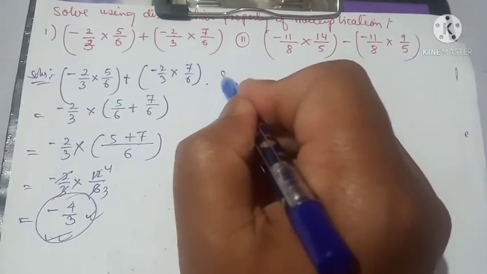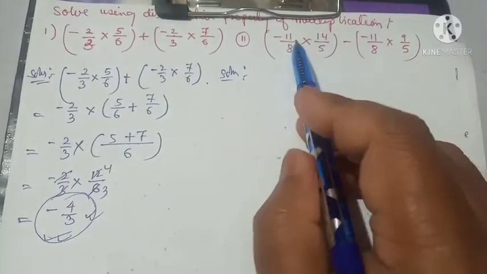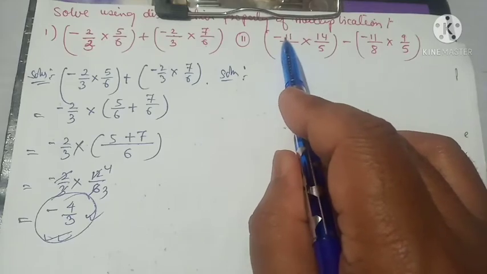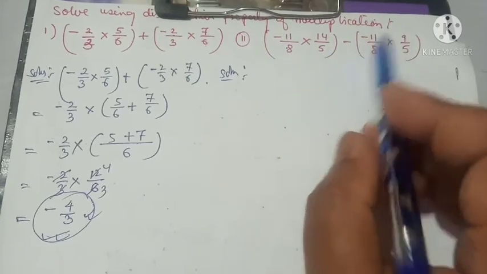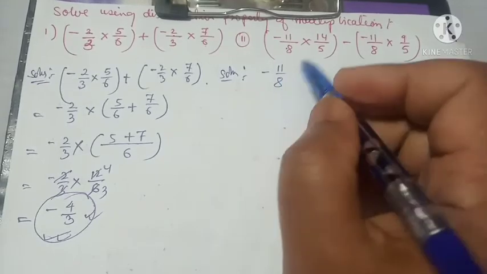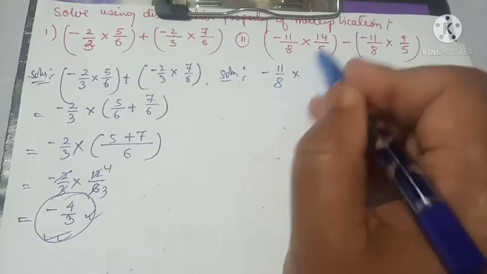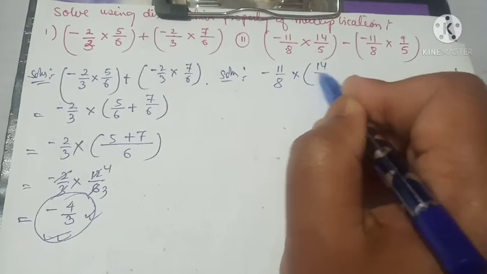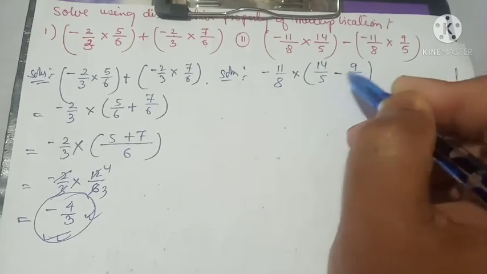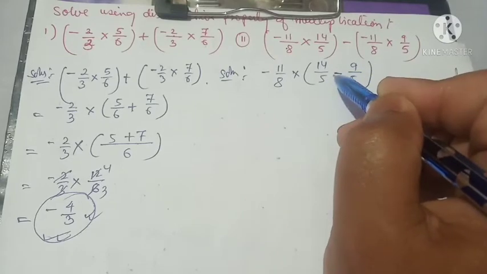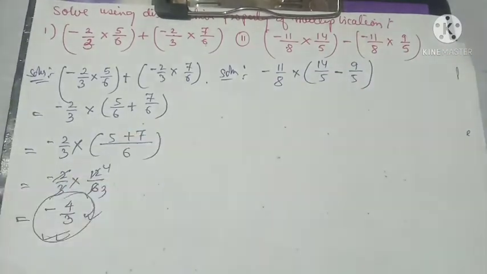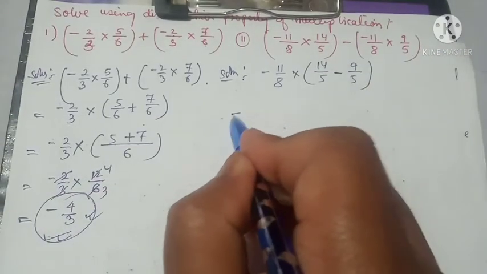Let's see the second question again. In the second question also we can find there are two common rational numbers, 11 by 8 and minus 11 by 8, which can be taken out as a common factor. So here comes 14 by 5 minus 9 by 5. This is the distributive property of multiplication over subtraction. The first one is addition, the second one is subtraction.